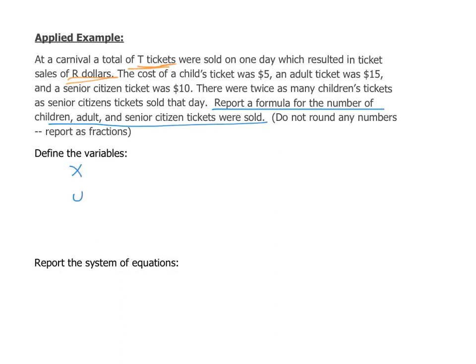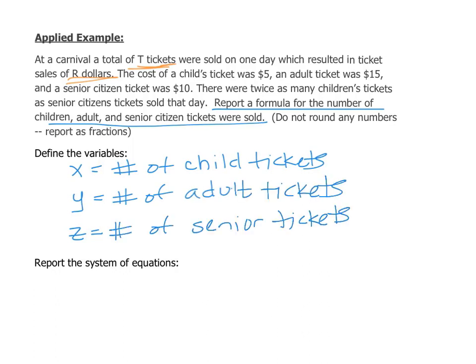This looks like one of those problems where we're solving a system of equations, and the first thing we always did with those is identify what our goal was. Our goal is to find how many children's tickets, how many adult tickets, and how many senior tickets are sold. So my x is the number of children's tickets, my y is the number of adult tickets, and my z is the number of senior tickets.